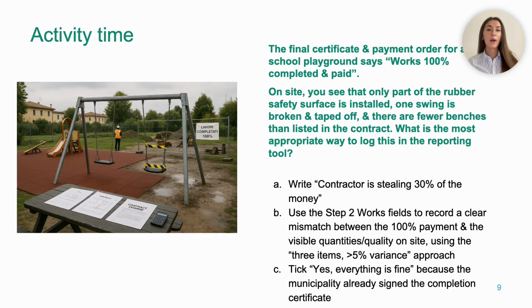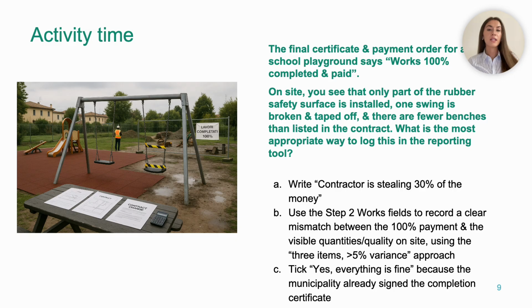In the reporting tool, how would you log this? Well, you'd go to step 2, works delivered, quantities and quality, using the 3 items 5% variance approach. For example, you could include step 2, payments, do they match what you see? Especially if 100% payment is already certified, your language in the tool needs to stay neutral and factual, such as playground certified as 100% complete and paid, but during visit only around 70% of the safety surface was installed and 1 of 6 swings was taped off as unusable. Benches and equipment fewer than listed in the bill of quantities.